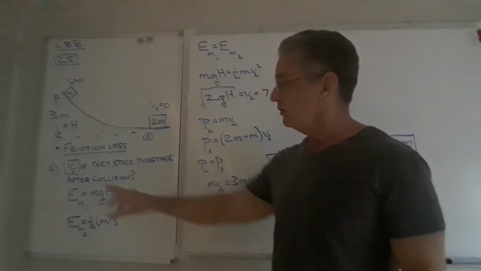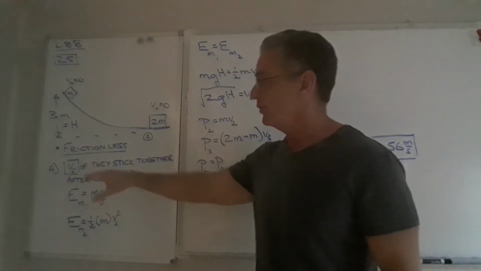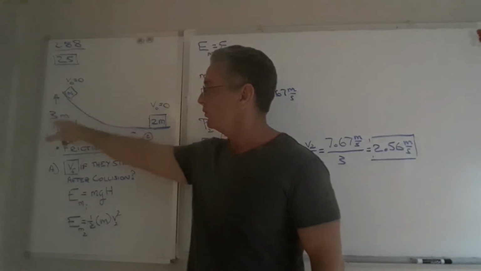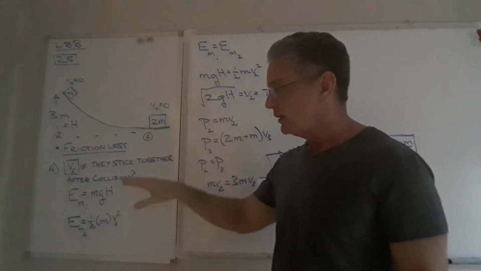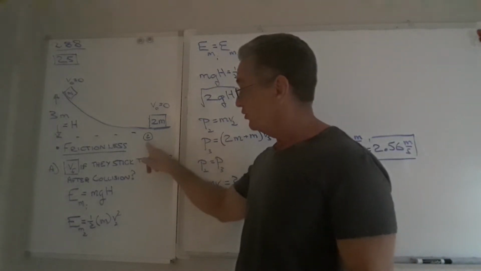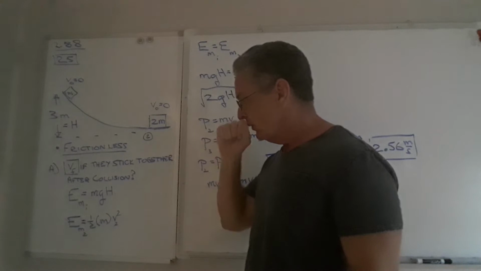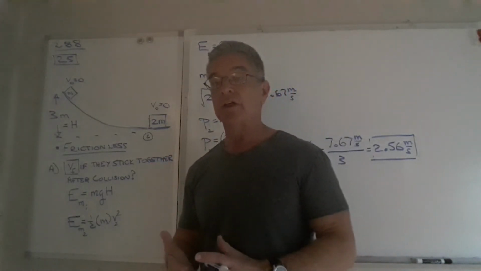There's no friction, it's frictionless. And the idea here is the height difference. This package is 3 meters higher than the bottom package. It's going to be released, it's going to slide down this frictionless chute, it's going to hit this second package at position 2 here, and they're going to stick together. The first part of the problem, they stick together.